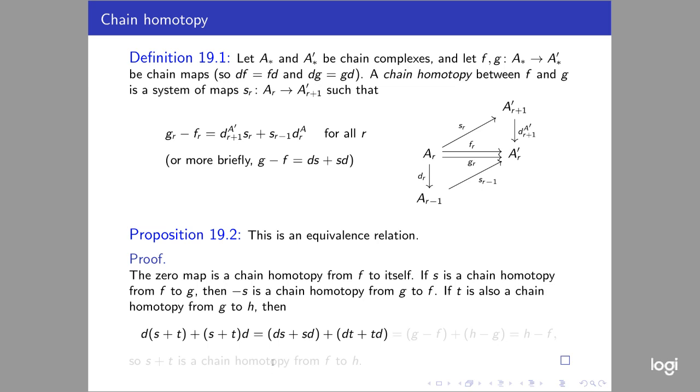But now DS plus SD, by assumption, we're assuming that S is a chain homotopy from F to G, so that this DS plus SD is G minus F, and then the DT plus TD, well, T we're assuming is a chain homotopy from G to H, so DT plus TD is H minus G, and then the plus G here and the minus G here, they cancel out. We're just left with H minus F. So we conclude that S plus T is a chain homotopy from F to H. So this is indeed a transitive relation as expected. So it's an equivalence relation altogether.